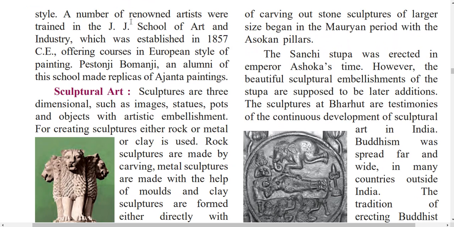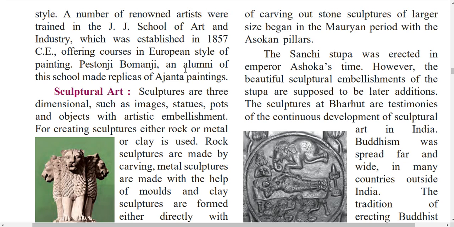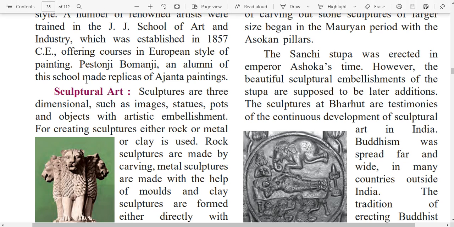A number of renowned artists were trained in the JJ School of Art and Industry, which was established in 1857 CE, offering courses in European style of painting. Pestonji Bomanji and alumni of this school made replicas of Ajanta paintings.